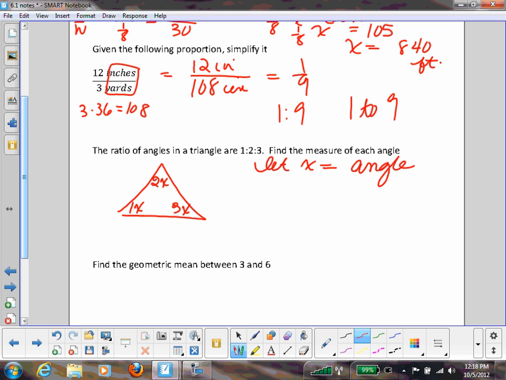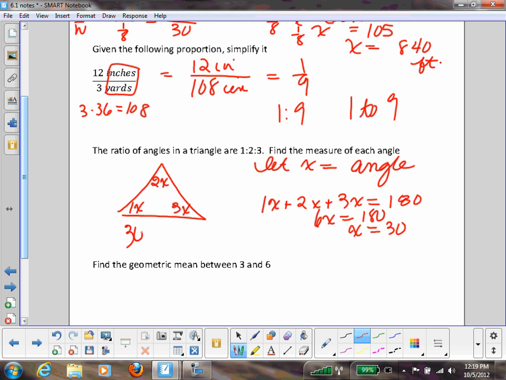Now, how do I find the value of those angles? Allie? So 1x plus 2x plus 3x equals 180 degrees. Great. So 6x is 180. So x is 30 degrees. So what are my angle measures? Well, one is 30 degrees, one is 60 degrees, and one is 90 degrees.